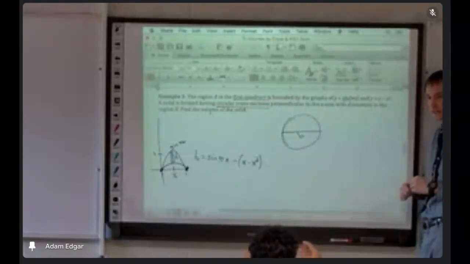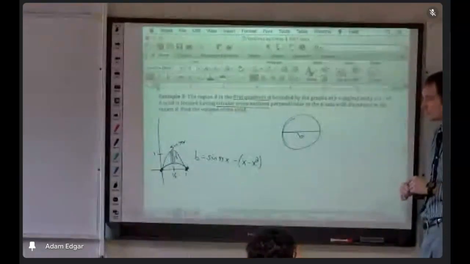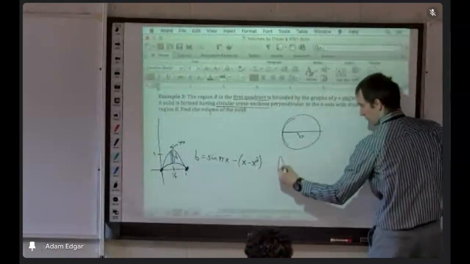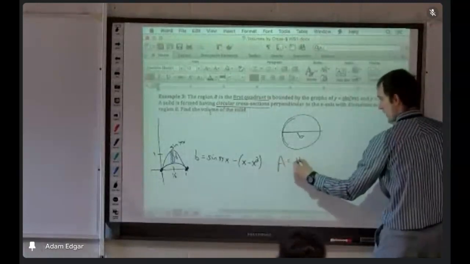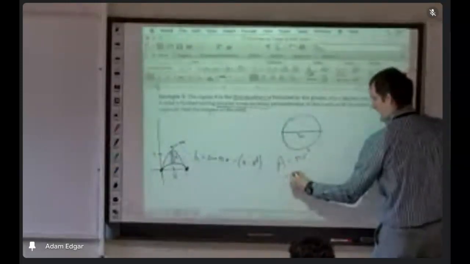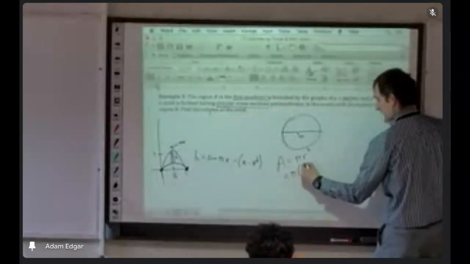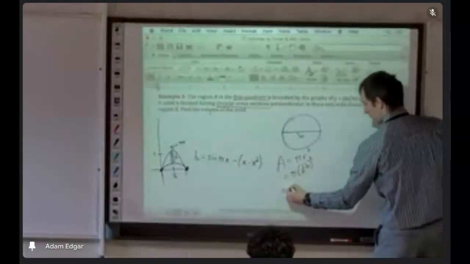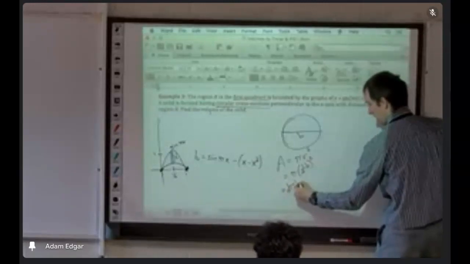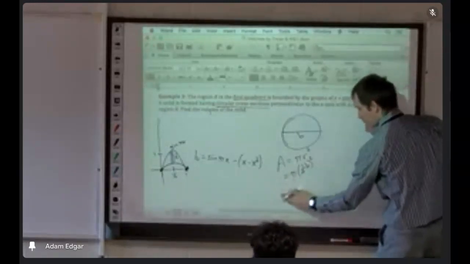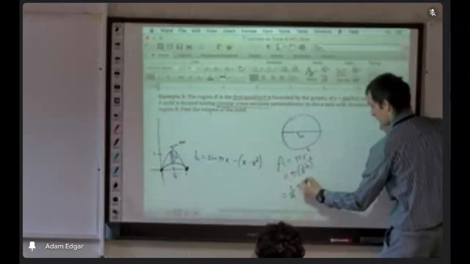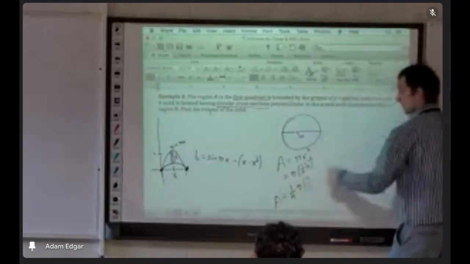So we have to double it? Or no, we just use the circle area. We'll just do your area formulas for a circle. What's our area formula for a circle? Pi r squared. What's the radius? 1/2 b. So pi times 1/2 b squared. Clean that up, and what's 1/2 squared? 1/4. You get 1/4 pi b squared. And then what do I still need to do with this before I go to the integral?